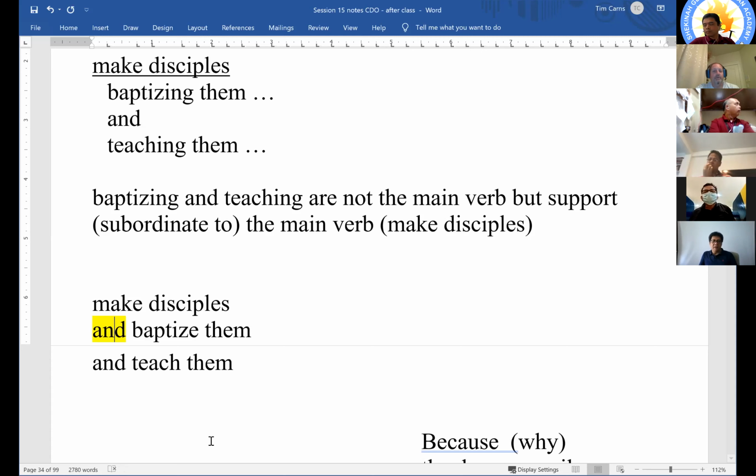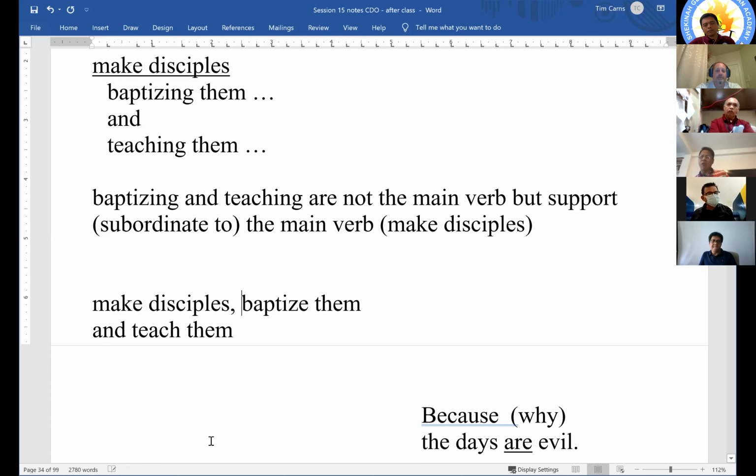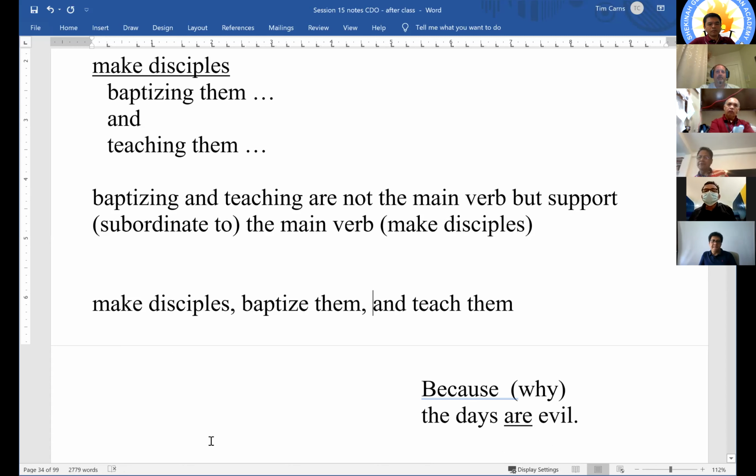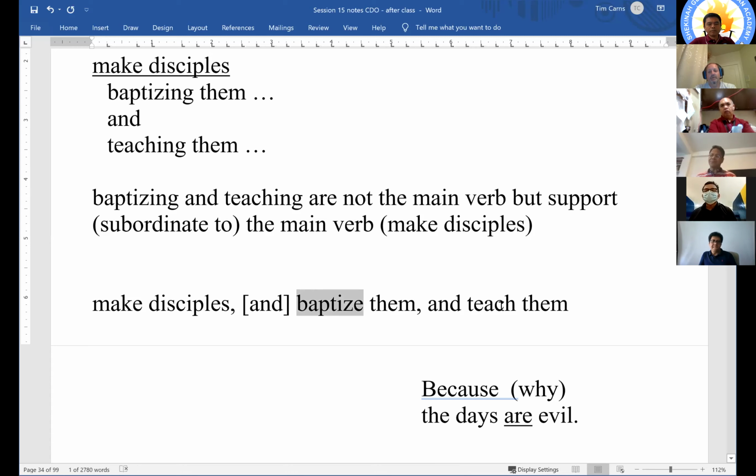Now sometimes though in English, the author may not put all of the conjunctions in. He might have said, make disciples, baptize them, and teach them. But there is an implied conjunction there. But we would know that it's three main verbs, because here that's baptize, not baptizing. So that's not a participle. Teach is not a participle. Teaching would be a participle.